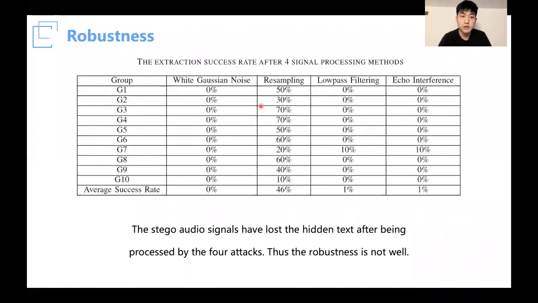And then is the robustness. We have applied 4 signal processing methods to our generated audios. They are white Gaussian noise, resampling, low-pass filter, and echo interference. According to the results, the stego audio signals have lost their hidden text after being processed by all of them, except resampling. It will still retain 46% of the hidden text. So the robustness of our method is not very good.